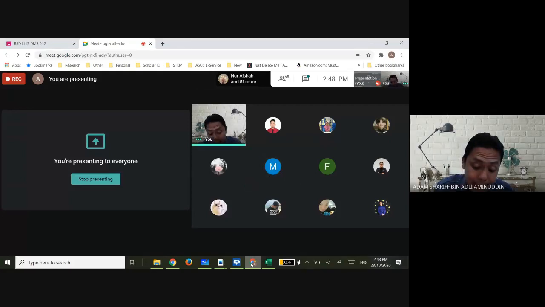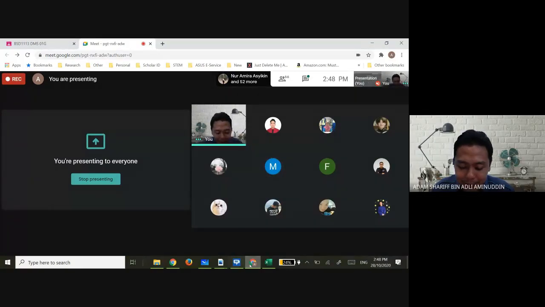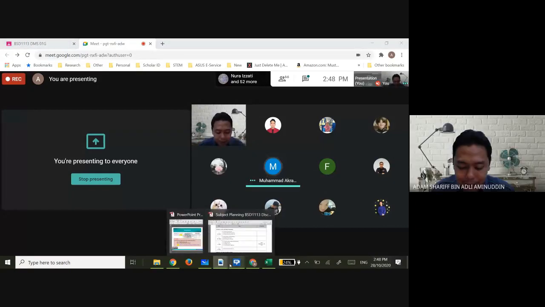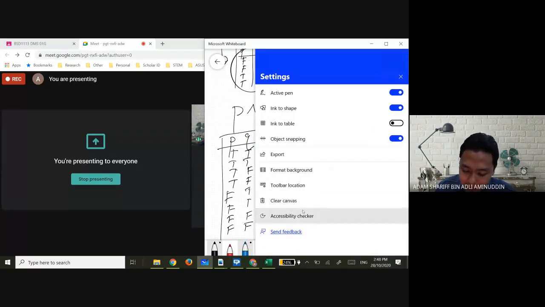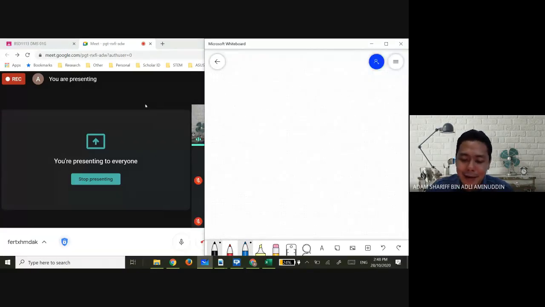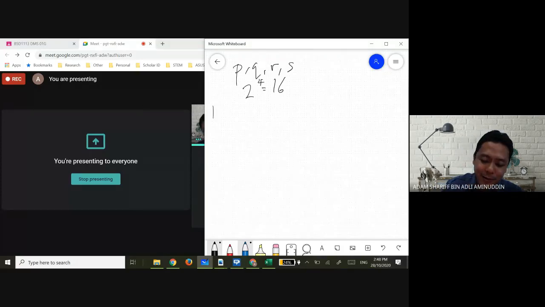Yang keempat. Kalau ada 4. If you have 4, maksud dia 4 elemen ke, sir? 4 proposition, bukan 4 elemen. Lebih tepat 4 proposition. If you have P, Q, R and S, tak kisahlah logical connective mana saya nak letak nanti. Berapakah row yang kamu kena ada? So 2 to the power of 4 represents 16 rows.